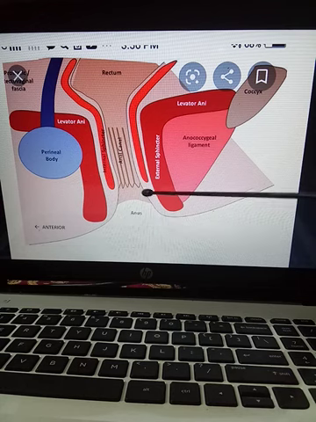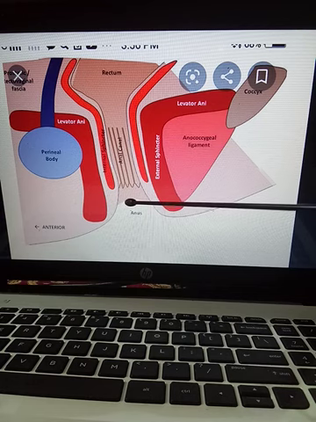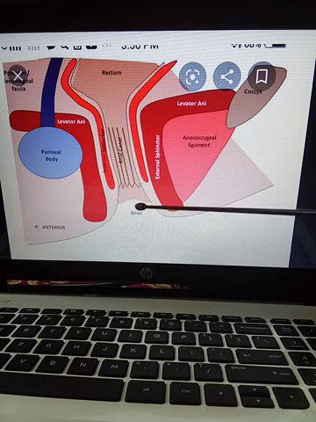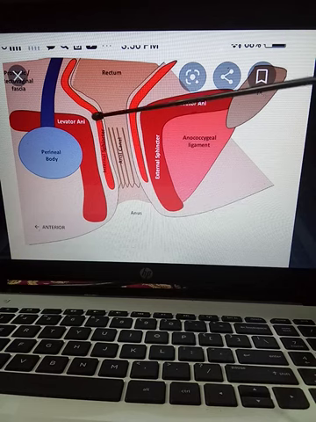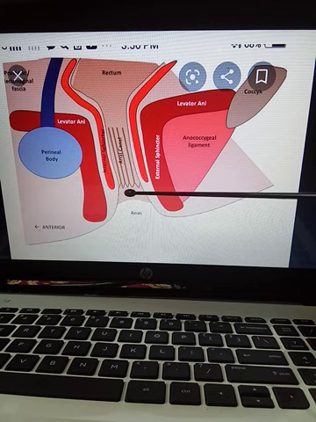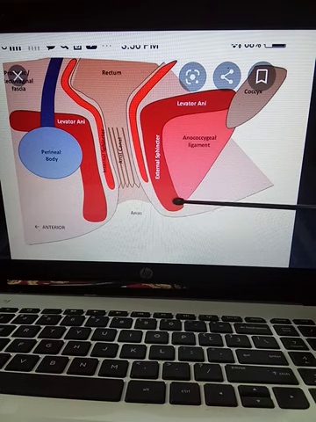Between the two buttocks you have an external opening, that is called the anus. This external opening is present 4 centimeters below and in front of the tip of the coccyx. Superiorly it has the anorectal junction and inferiorly it has the external opening, the anus, which is present between the two buttocks.